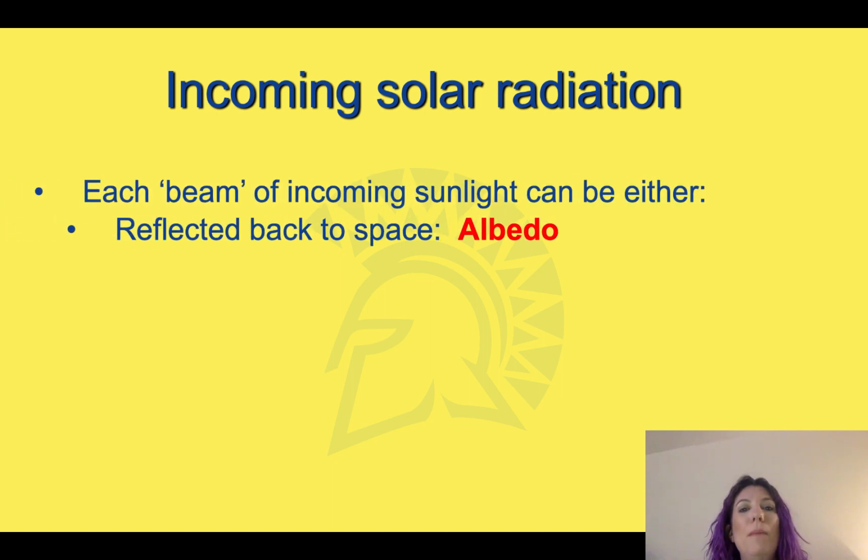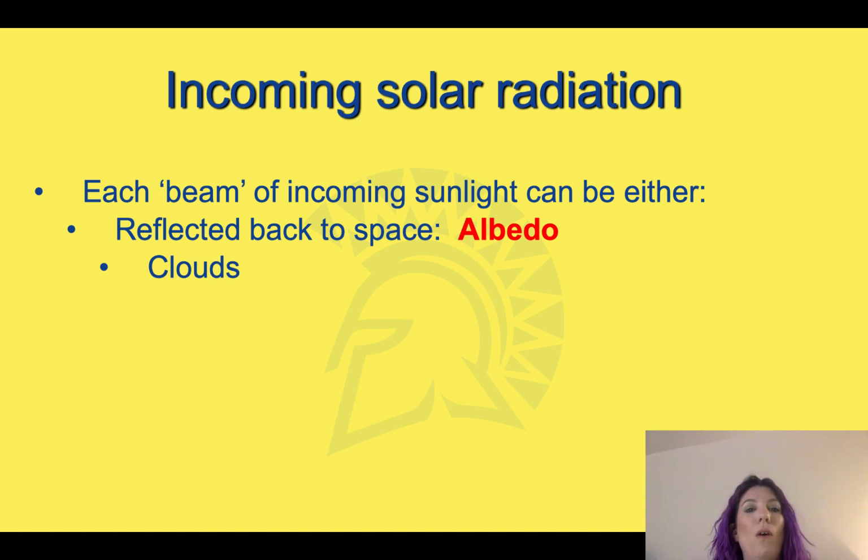Each beam of incoming sunlight can be reflected back into space, and the percentage of sunlight that's reflected back into space is considered our albedo. Things like snow versus dirt versus ice versus water, whatever it hits, is going to have a different percentage that it bounces off. So different materials have different albedos, but that's what that's considered.